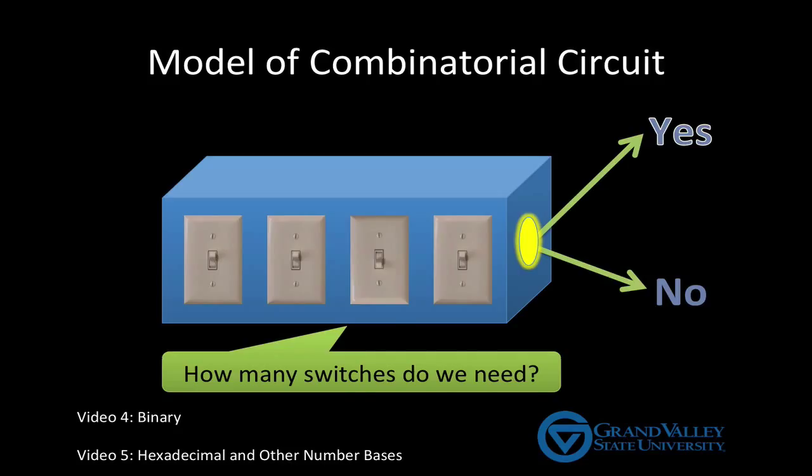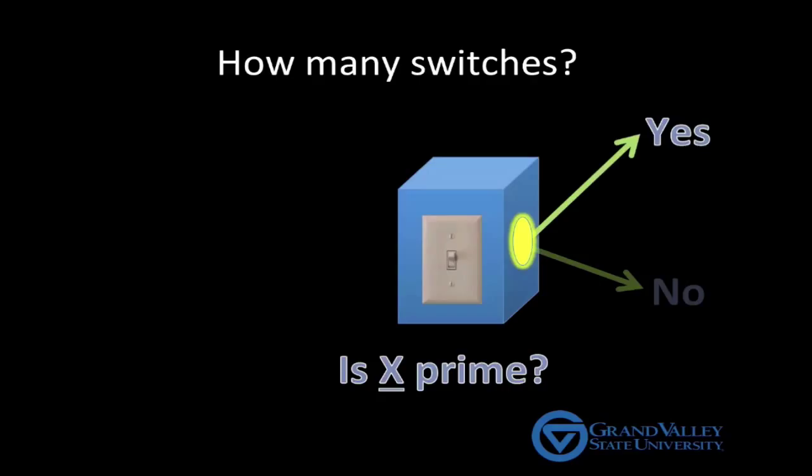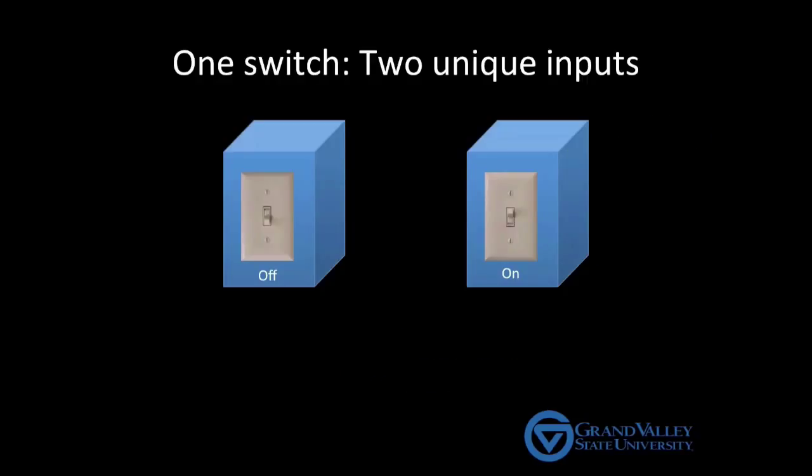Imagine our prime number box with just one switch on it. How many different integers can we ask this box about? We may want to ask about any integer at all, and there are of course infinitely many of them. But since this box has only one switch, it can distinguish between only two requests: whatever integer we mean by turning the switch off, or whatever integer we mean by turning the switch on.